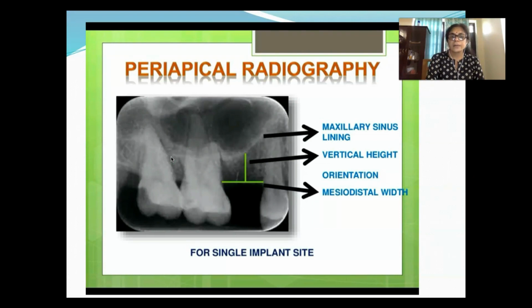Here in the upper maxilla we can see how far the maxillary sinus lining is, what the vertical height should be, how the orientation is, and what the mesiodistal width is. This is before implant placement. We can make the planning of implant placement.